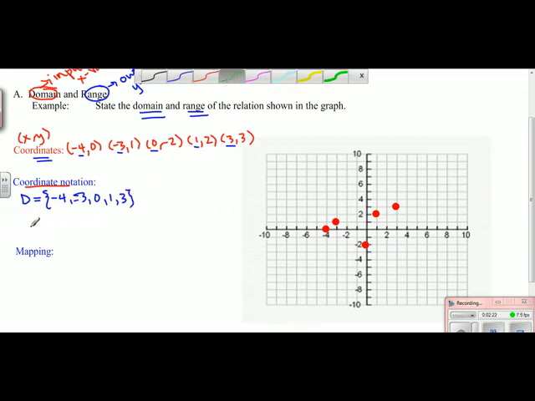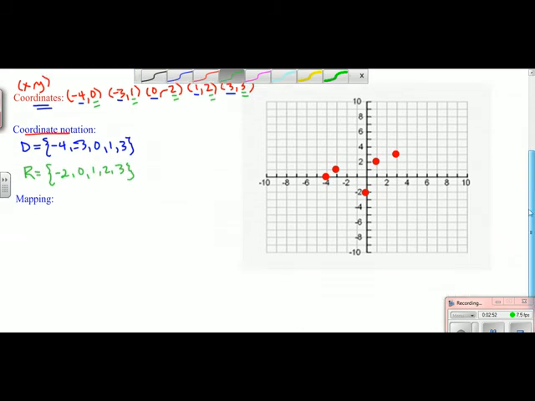Now the range is going to do exactly the same thing. Same set notation, except this time we're going to list all of the output values from least to greatest. Now this means we might reorder them from what they were in this list. If we think about reordering them, we have -2, 0, 1, 2, and 3.